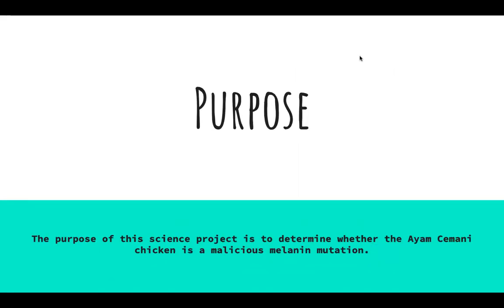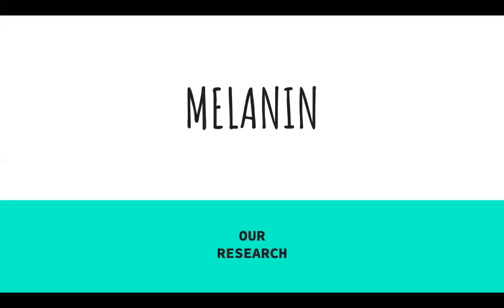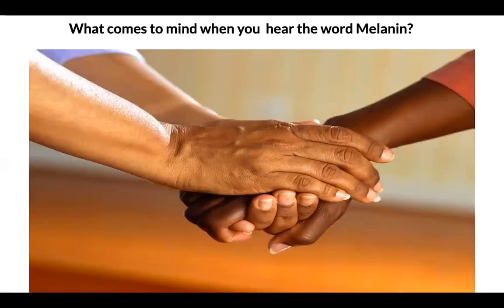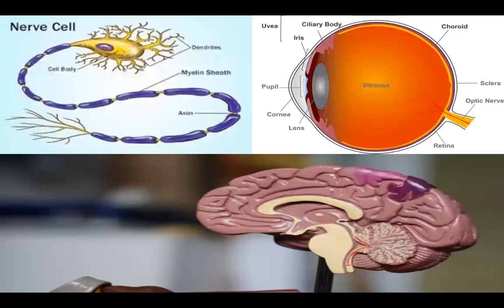The purpose of the science project is to determine whether the IMC chicken is a malicious melanin mutation. Melanin. As some of us know, melanin is the pigment found in our eyes, hair, and skin. But do you know there's melanin in our nerves, inside of our eye other than your iris, not your pupil, because that's just a hole, and your brain, not the pineal gland that it secretes melatonin.